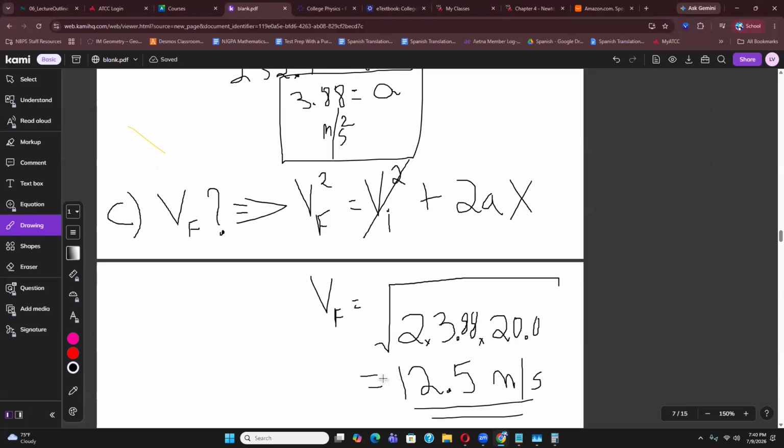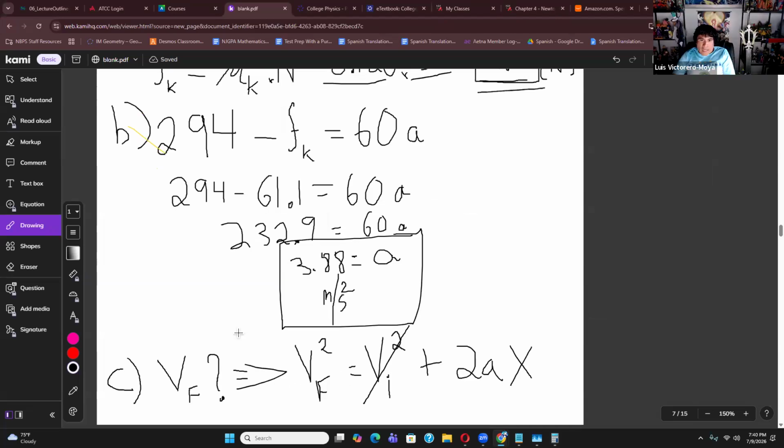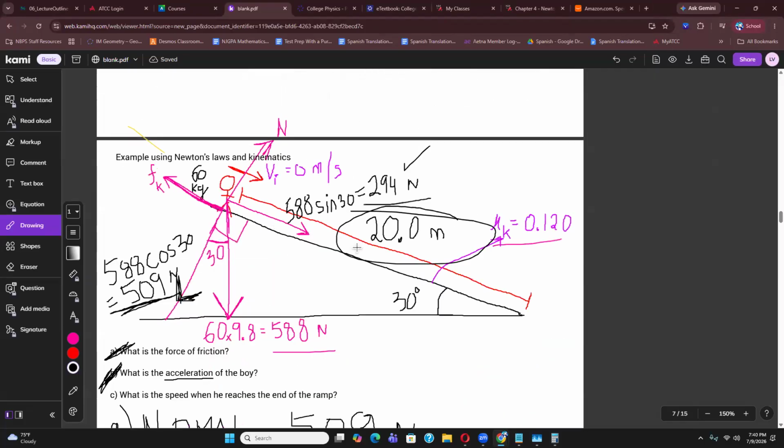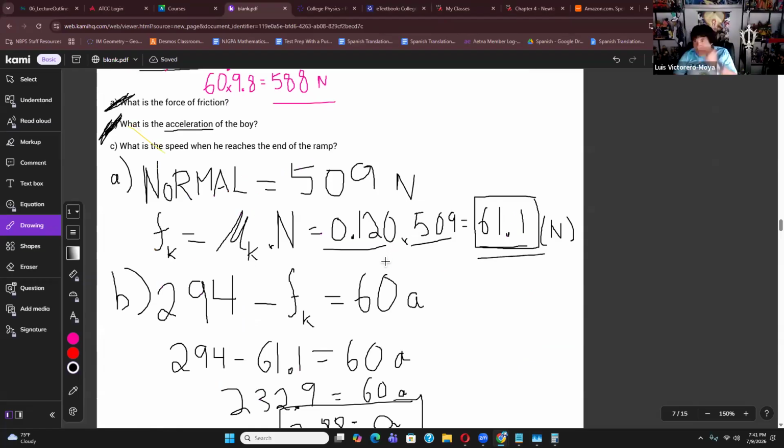Where did we get the 20 from? The length of the ramp is 20. All right, okay, thank you. So that's another good example of combining forces, Newton's laws, friction now, and of course kinematics. Any questions before we do the last example?